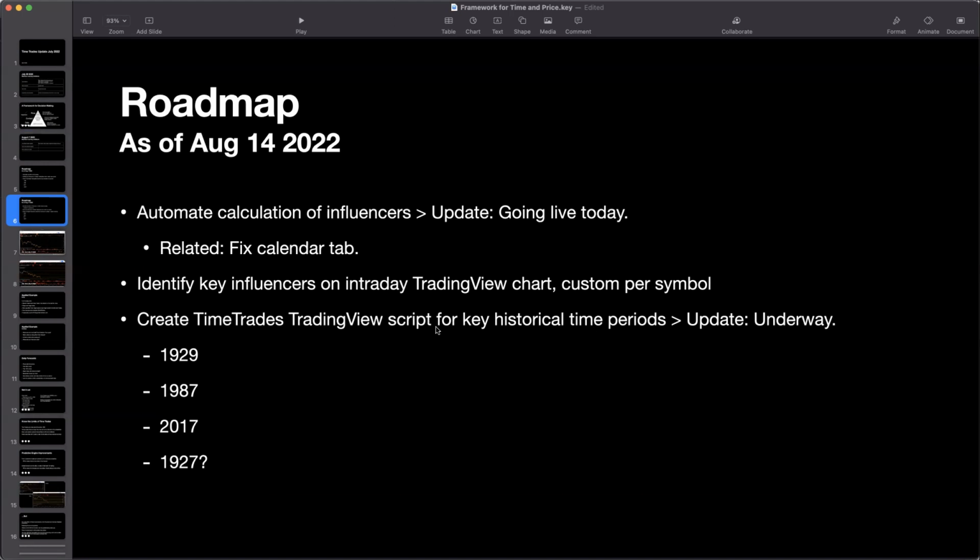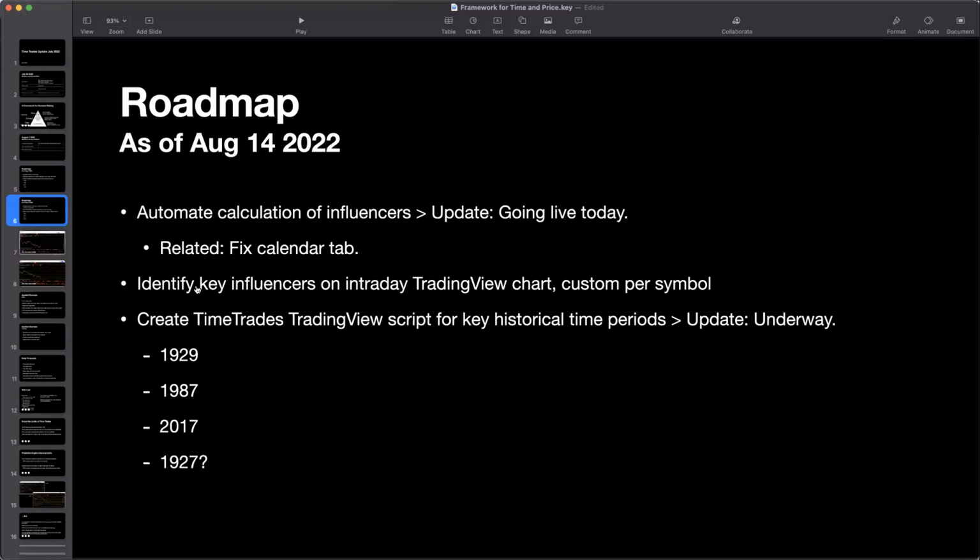And work is underway on creating these trading view scripts for key historical time periods. I've been downloading some more data. I need like 100 years or so of lunar node locations. So I got that this week, and then I'll be able to use that data to generate these scripts that should be helpful for those of you that like to do your own research offline. Okay, so that's a little roadmap update.